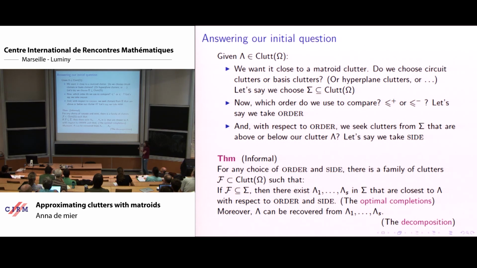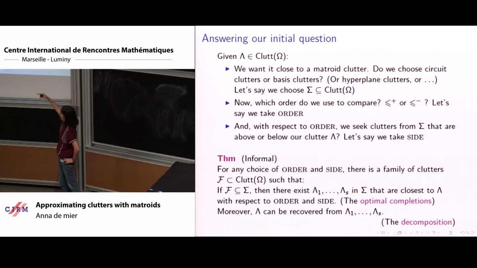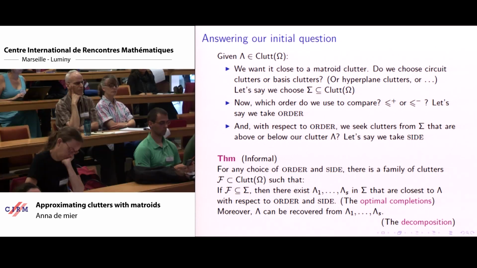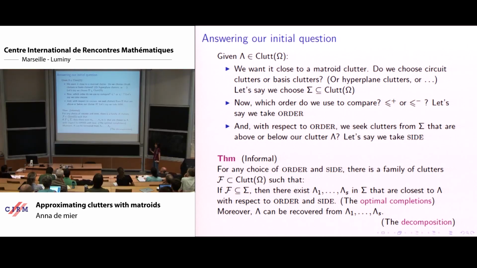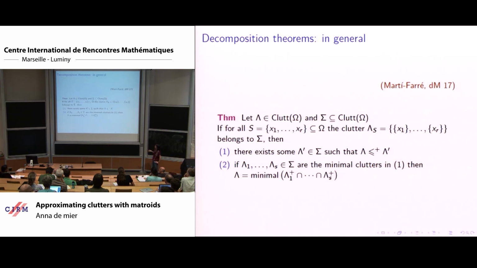I like to think of it as a sort of factorization, where I can write lambda in terms of the elements of sigma that are closest to lambda. The problem is that this factorization is not unique, but at least I can recover lambda from those. So this is the particular statement for the order plus and approximating from above.